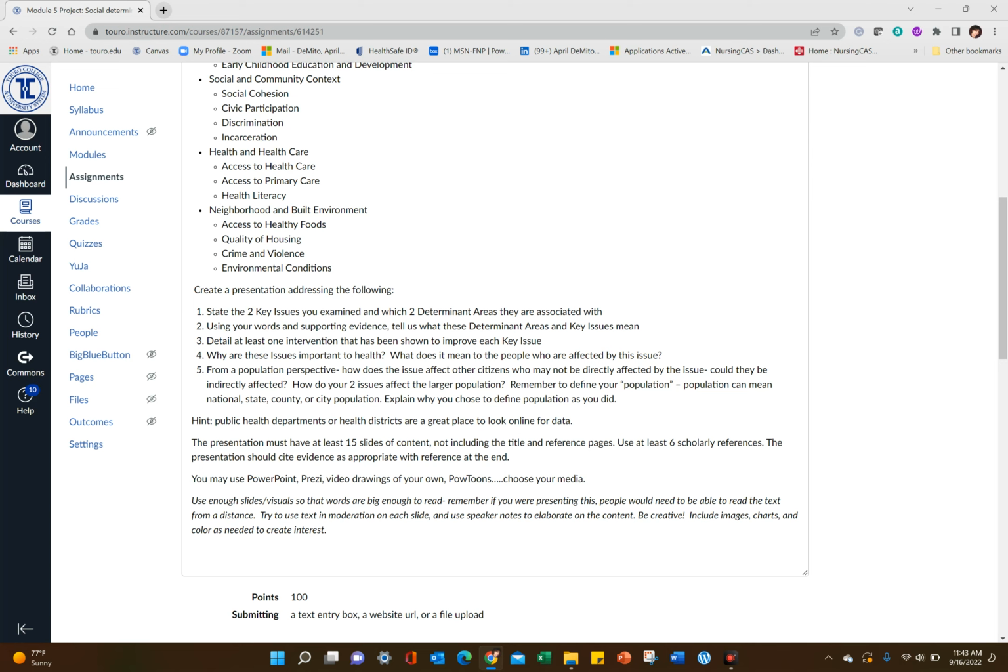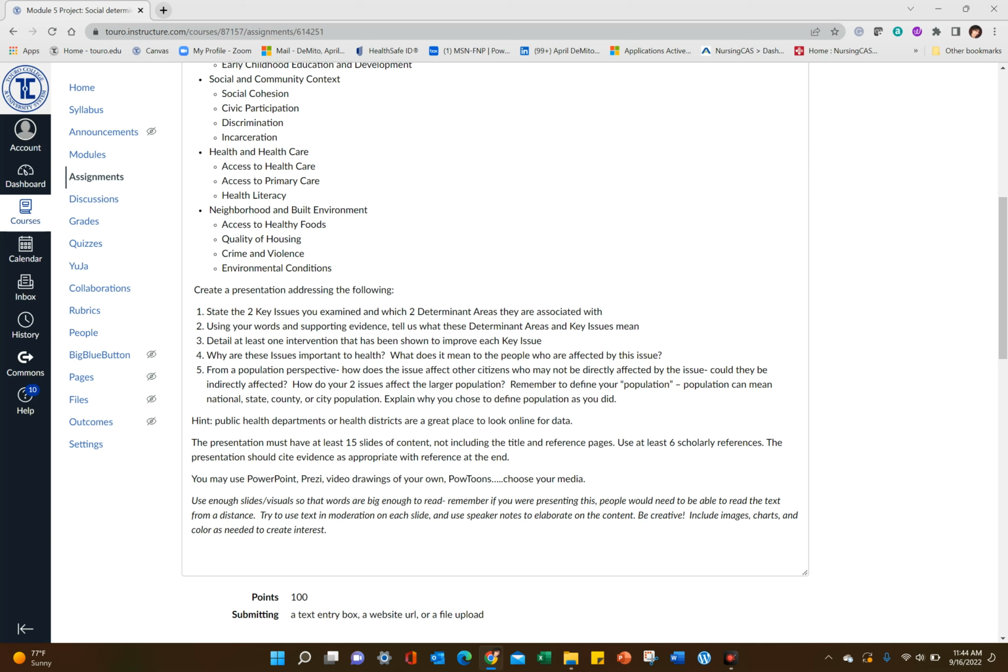So state the 2 key issues you examined and the 2 determinant areas that they're associated with. Using your words and supporting evidence, tell us what these determinant areas and key issues mean. So give me your definition of what that means. Detail at least one intervention that has shown to improve each key issue.